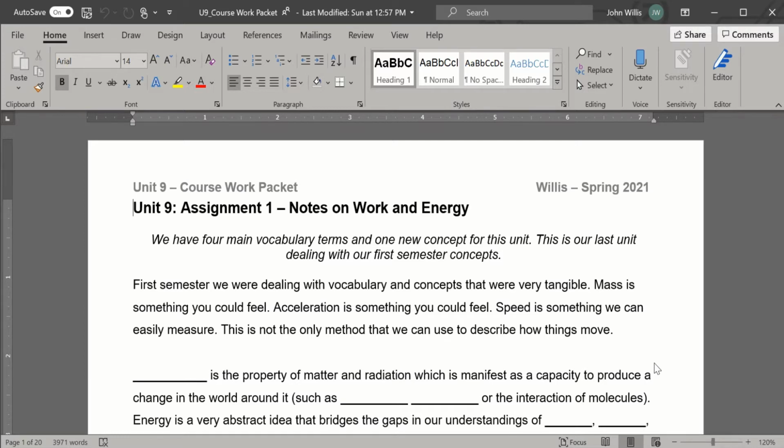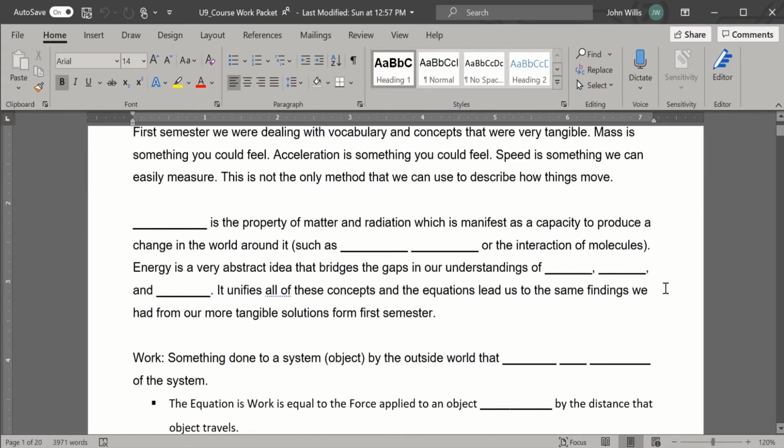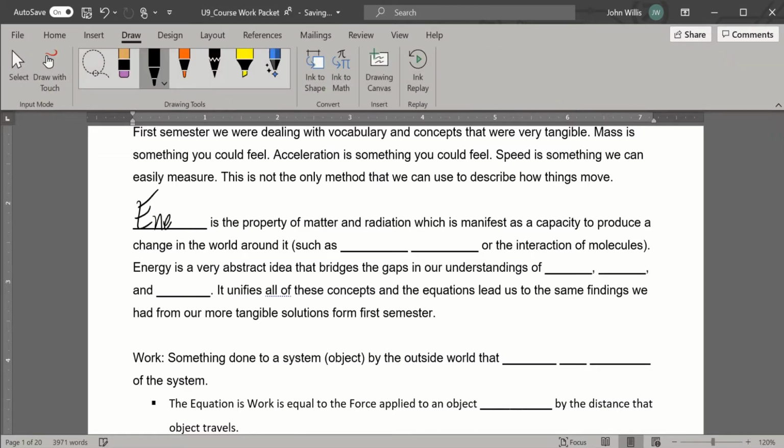We got to start by talking about first what energy is. And that's literally this first vocab term that comes up right here. Energy is a property of matter or radiation. Radiation just being light, right?